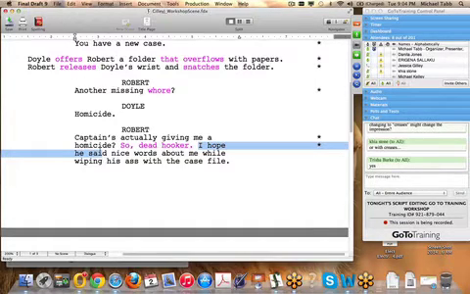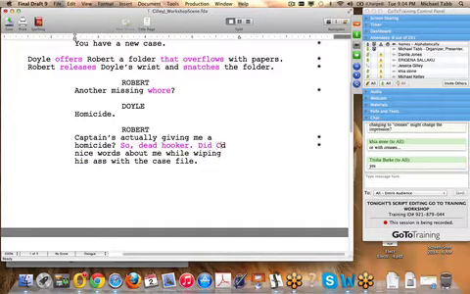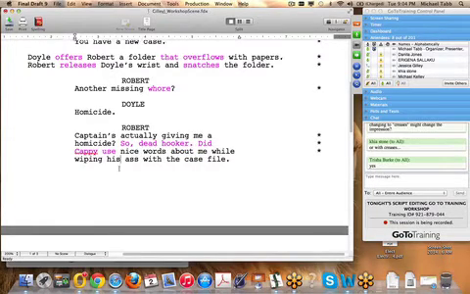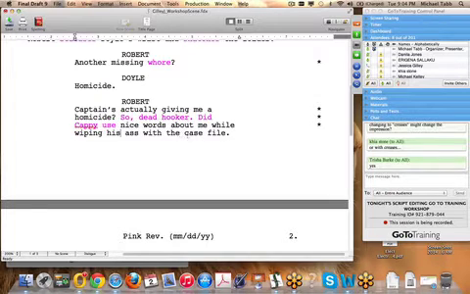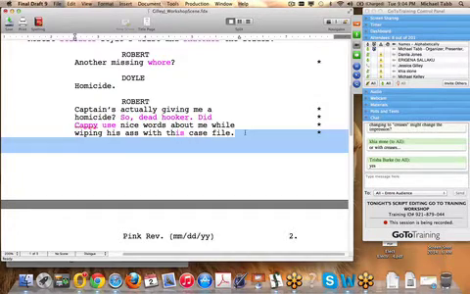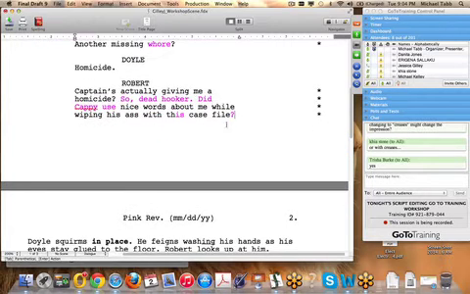Well, look, you clearly conveyed to me mentally and emotionally who Robert is. That's why I'm able to see these things. So, did Cappy use nice words while wiping his ass with his case file? Now, why is he saying did he use nice words about me? Because the captain hates him. He just cannot fire him. Okay. Because he's just that good. No, that's great. Okay.